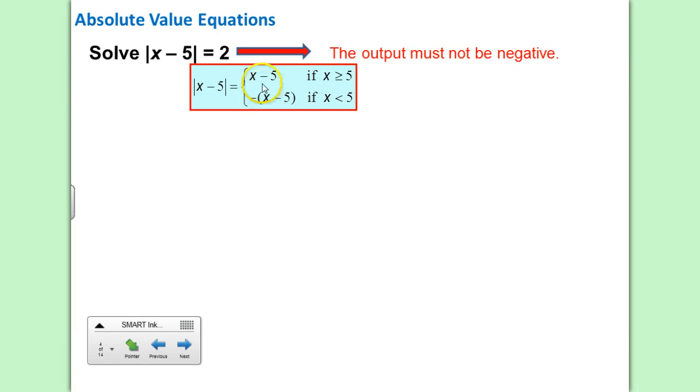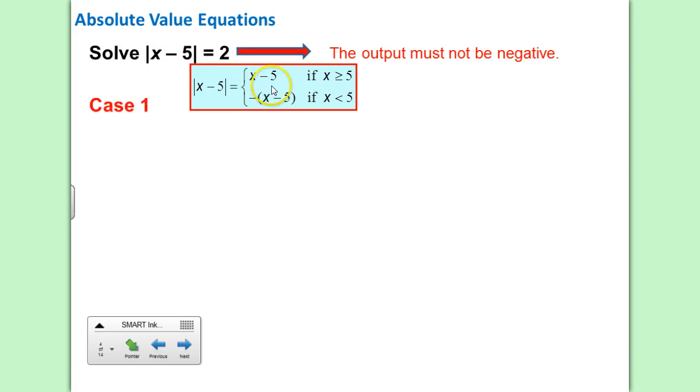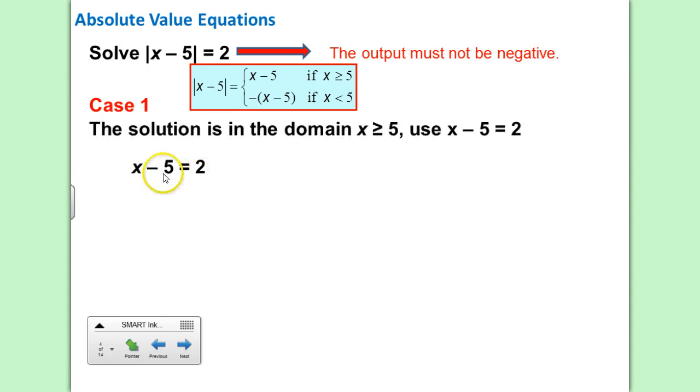Now there's two pieces, right? The positive piece is x minus 5 when x is greater than or equal to 5. The negative piece occurs, because remember your critical number is 5, if x is less than 5. This part we can talk more about tomorrow, but we did that in the last class, and that's kind of important. So case 1 is the positive piece. Case 1 is, can you solve the question, and I'm just going to do this by hand, when x minus 5 equals 2?